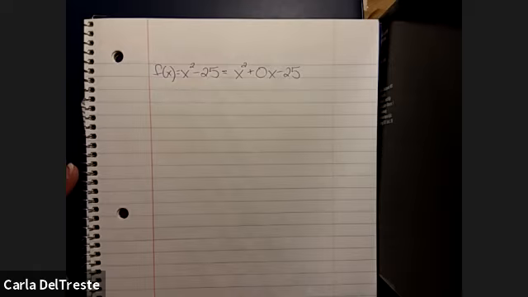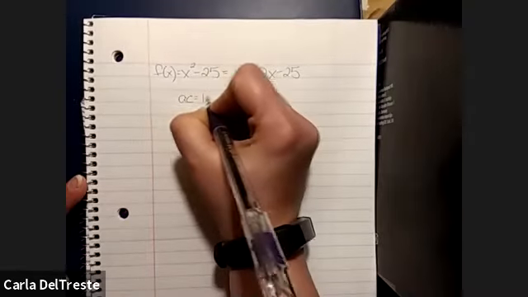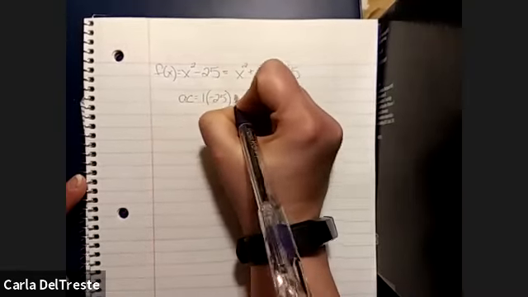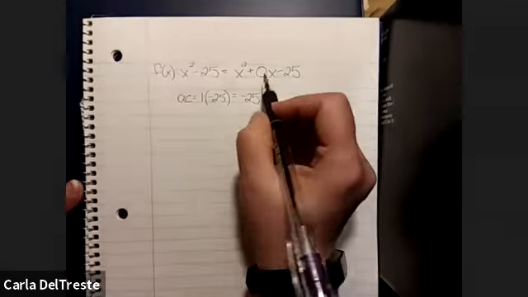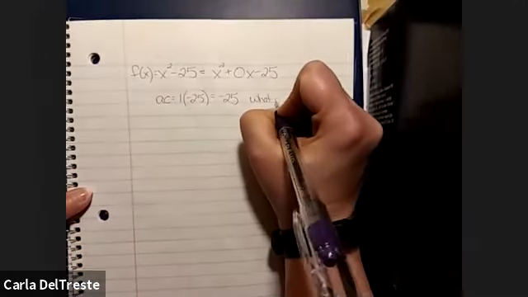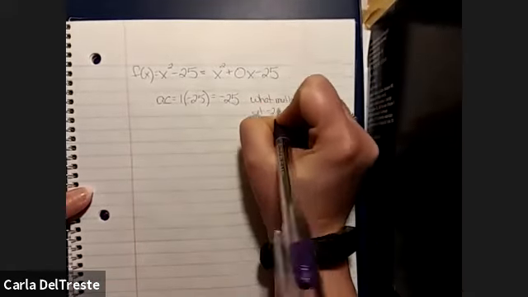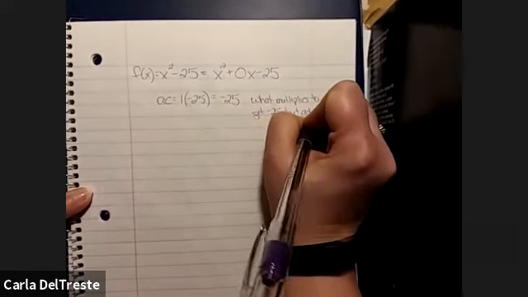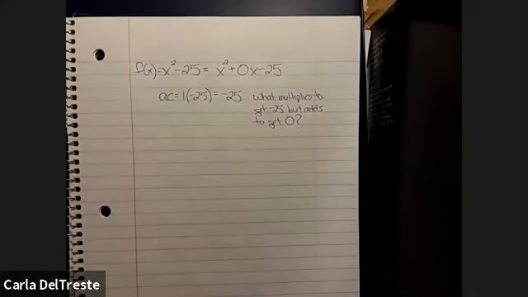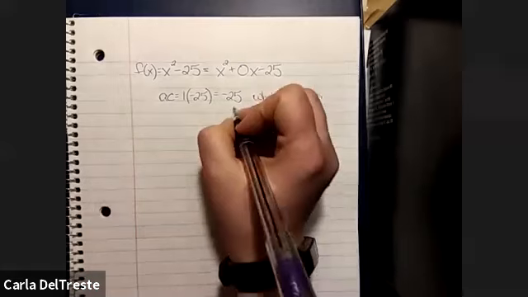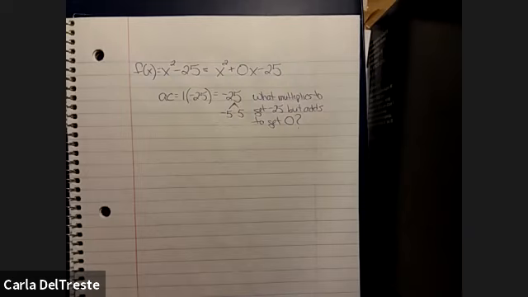I look for a GCF. There is none. I multiply AC. In this case, A is 1 and C is negative 25, so I'm getting negative 25. And my question is, what multiplies to get negative 25 but adds to get 0? So it has to cancel out. What multiplies to give us negative 25 but cancels out? The only combination that does that is negative 5 times 5.